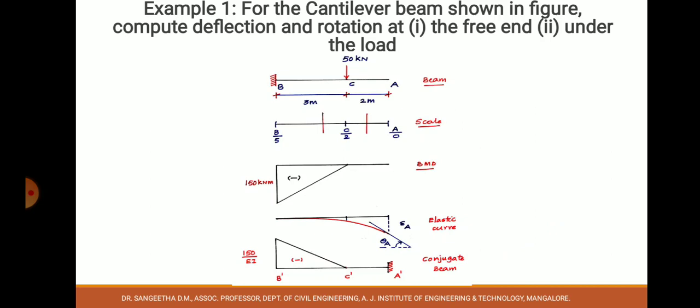In the M by EI diagram, in the conjugate beam it becomes vice versa, and this is M by EI minus 150, so it is above the line. This is a conjugate beam. So a conjugate beam is one where the support reactions get changed and the loading in the real beam gets converted into the M by EI diagram.